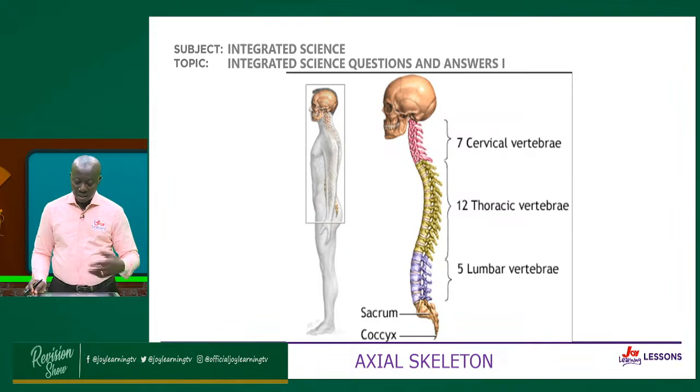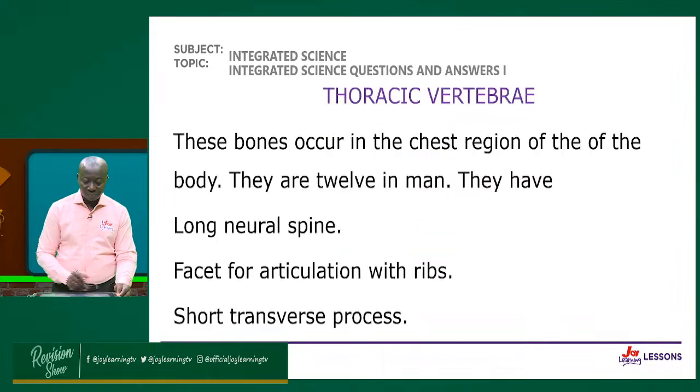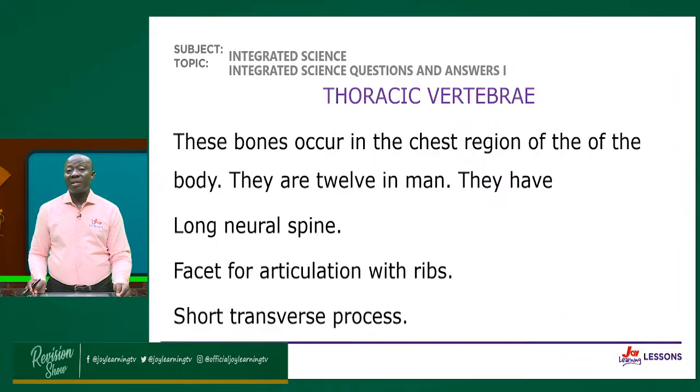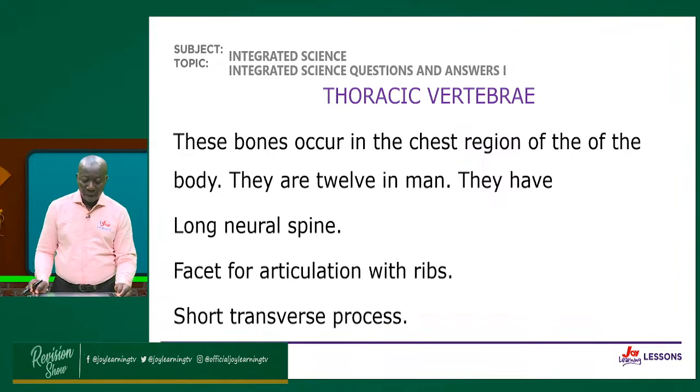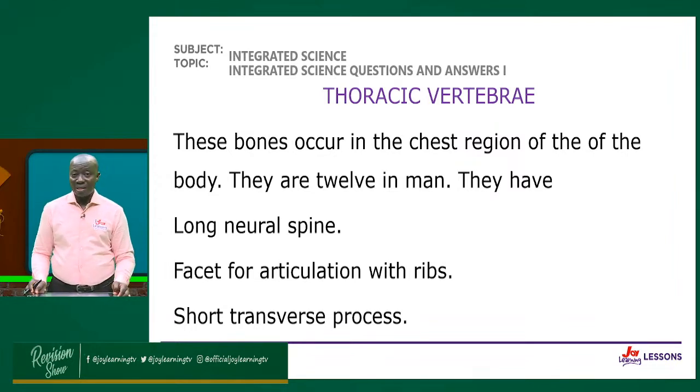So we look at another picture of an axial skeleton consisting of the skull and the vertebral column, with the regions separated: cervical, thoracic, lumbar, the sacral, and the coccyx. So we move on to the thoracic vertebrae. Now, these bones occur in the chest region of the body, and there are 12 in man, like we saw earlier. They have long neural spines. We see now they are beginning to show their difference.